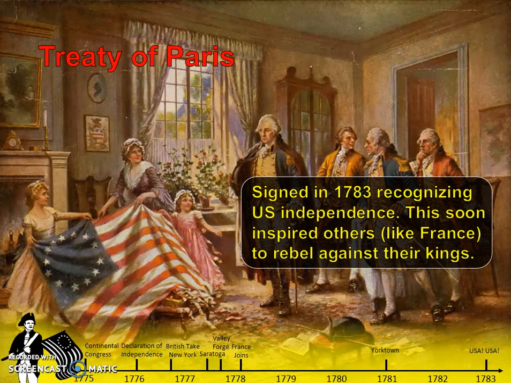The surrender leads to the Treaty of Paris. The Treaty of Paris is actually going to be signed, as you can see from the timeline, about 2 years after the Battle of Yorktown, in 1783, recognizing the United States' independence. This is going to soon inspire others like France to rebel against their kings. So officially, in 1783, because of the Treaty of Paris, the United States is an independent and free country.